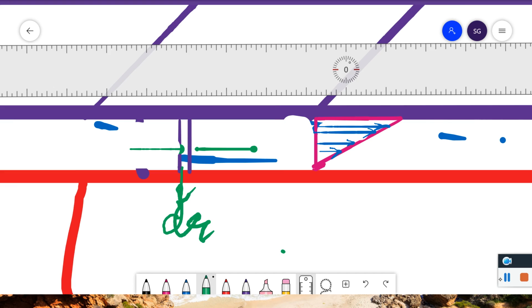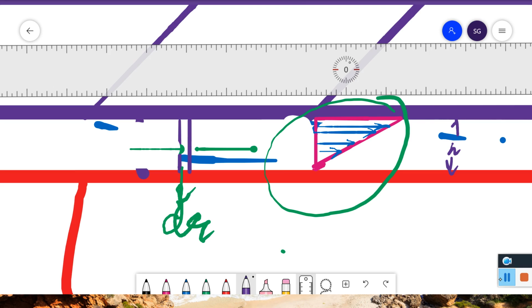Okay, so let's focus on this part. What I have done is, this is the elementary step that I have shown, dr. And this is the h. This is the h. And you will ask why this triangle is made.